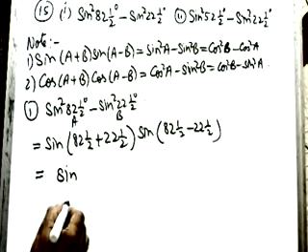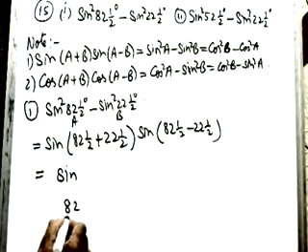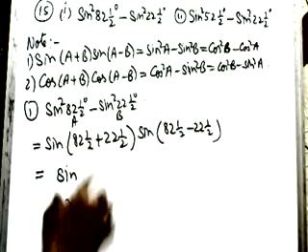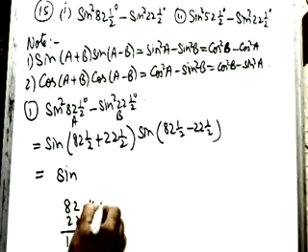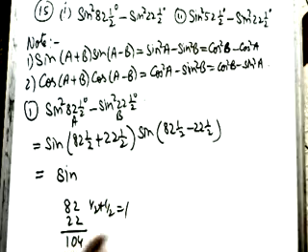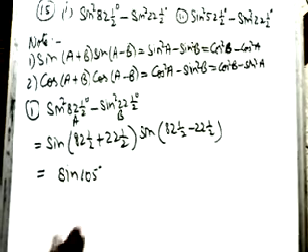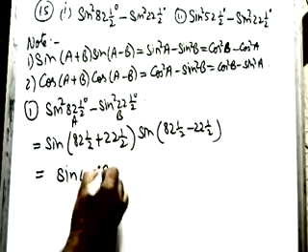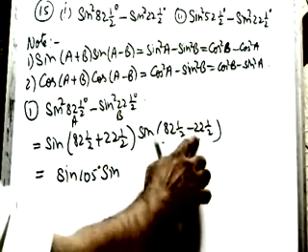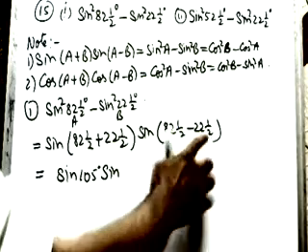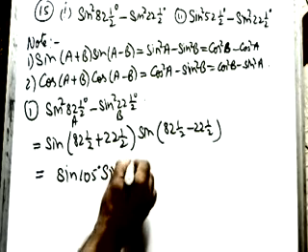Now watch carefully. Sine of 82 plus 22, so this will be 104. Half plus half will be 1. So 104 plus 1, this will be 105 degrees. Now here, sine 82 minus 22 is 60. Half minus half will be 0.